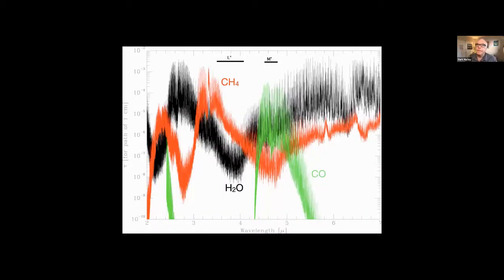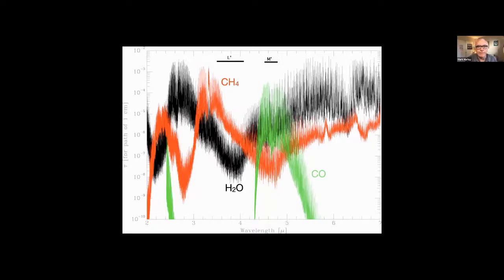I want to go back though to sort of the main gold mine for Jupiter, which is the 5-micron region. A way you can tell that it's important is to look at this plot of molecular opacity as a function of wavelength.